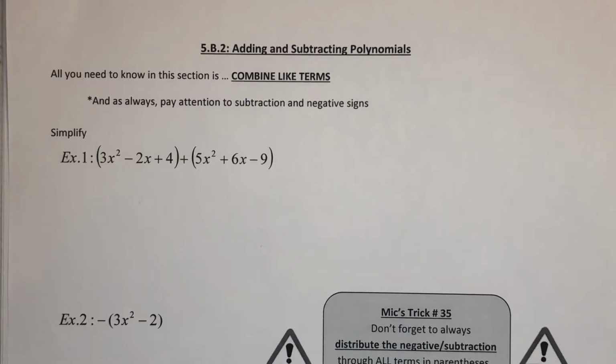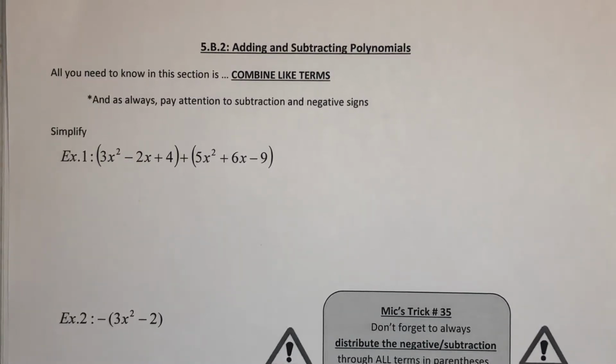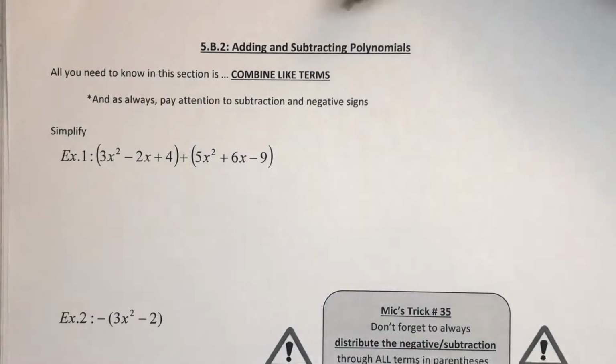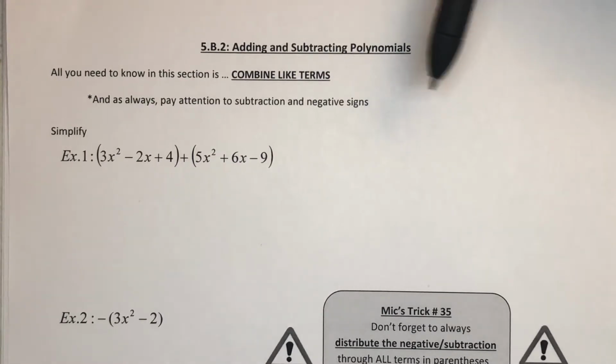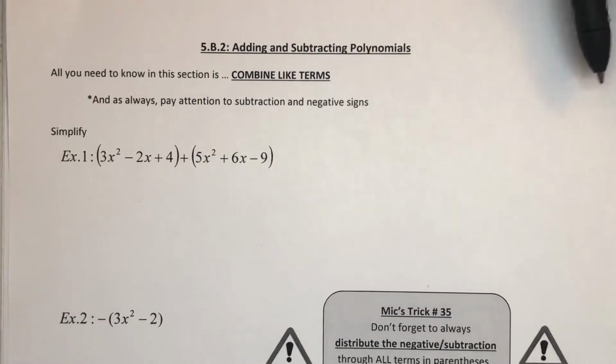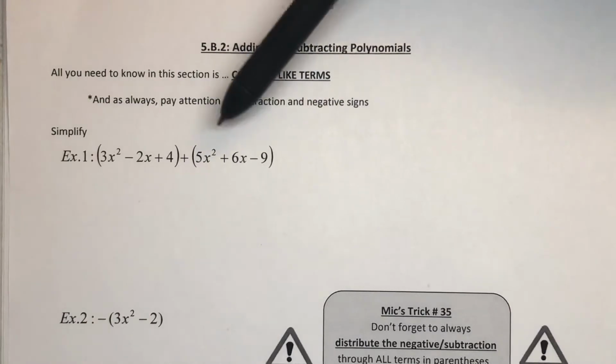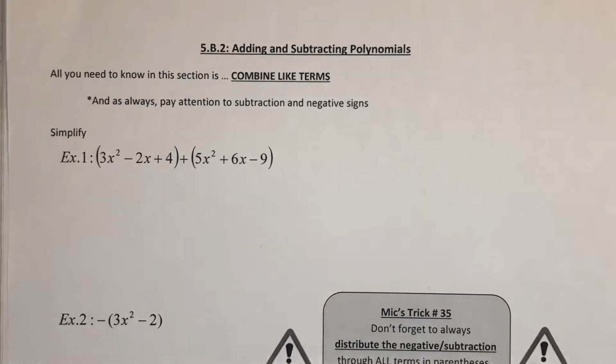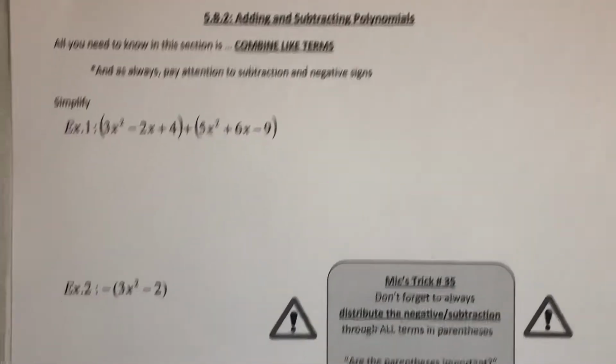So we get to what might be the simplest section in the notes from here on out, as we ask this question of adding and subtracting polynomials. And the only notes I have to give you on adding and subtracting polynomials is combine like terms. That's all we're doing. And the one hint I will suggest is watch parentheses and negatives and or subtraction signs. But that's it.